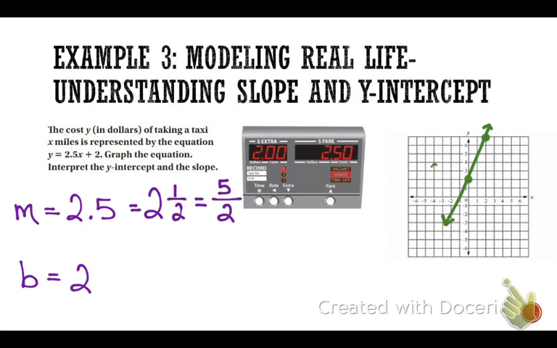Okay, so let's talk about this ordered pair here that stands for the y-intercept. Does everybody agree this ordered pair is 0, 2? That stands for the y-intercept, right? I go over 0 and up 2. So at 0, what was my label for X? At 0 miles, how much did I pay? $2 for the taxi. All right?